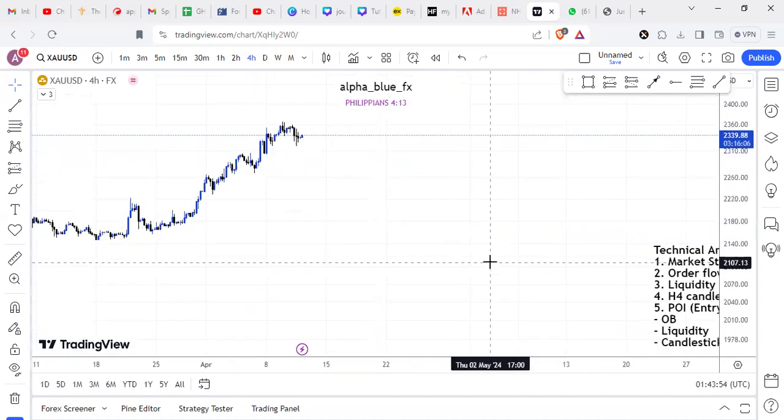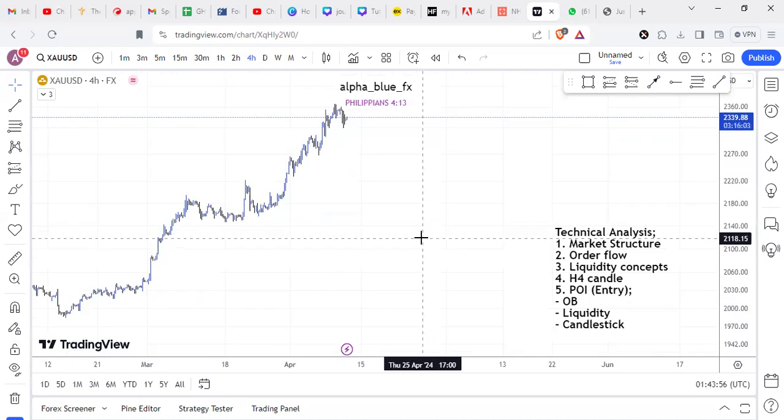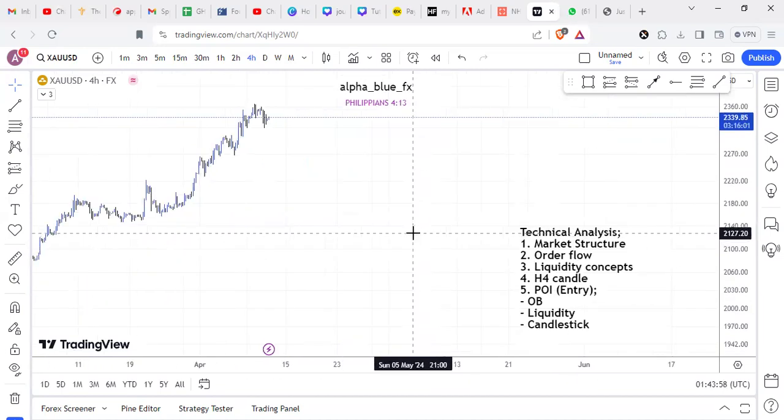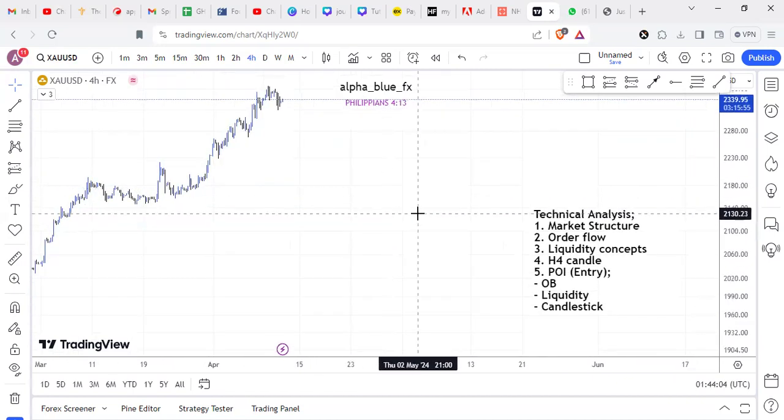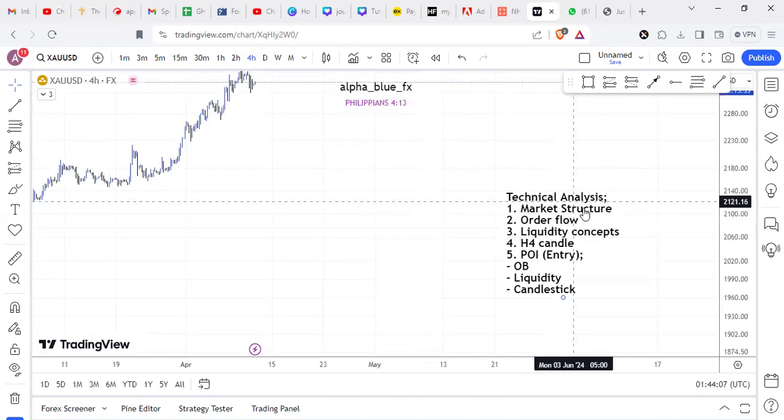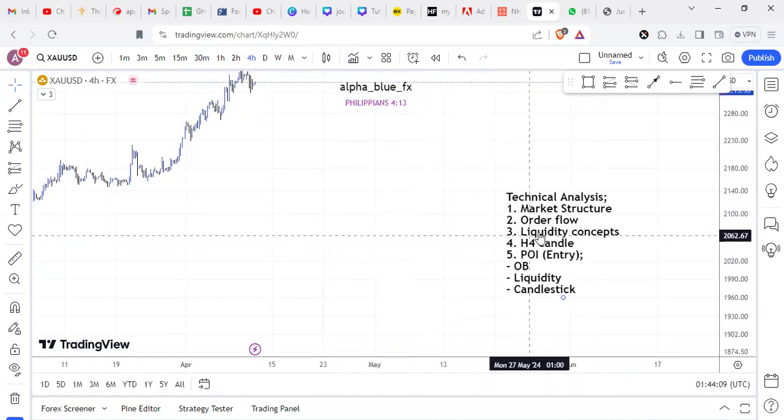This strategy entails very, very basic stuff. The most basic of technical analysis. That's what this strategy is all about. So in this strategy, we're going to be looking at the market structure. We're going to also be looking at order flow.